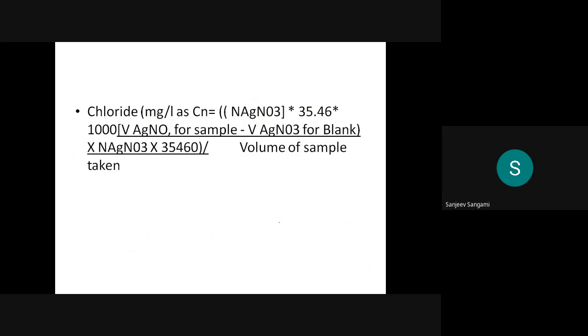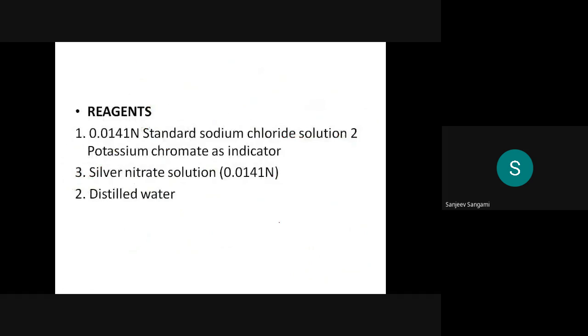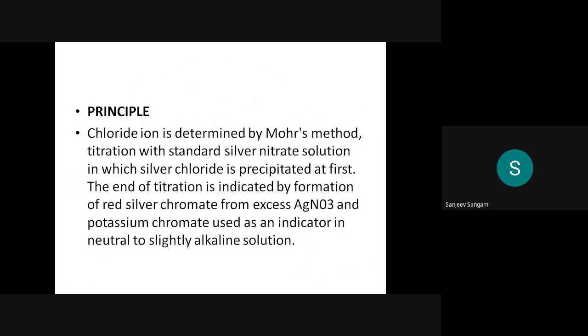Then how exactly are we going to measure this in the laboratory? This chloride is determined by the Mohr method, a titration method. We use silver nitrate as the titrant, which is very important. This is nothing but AgNO3. Silver nitrate we are using.